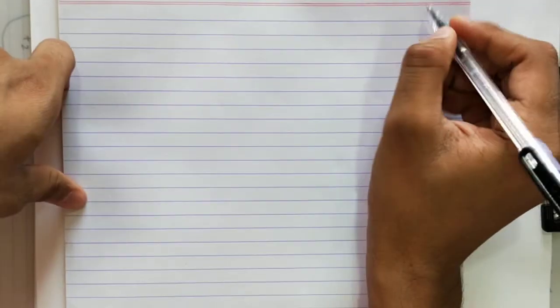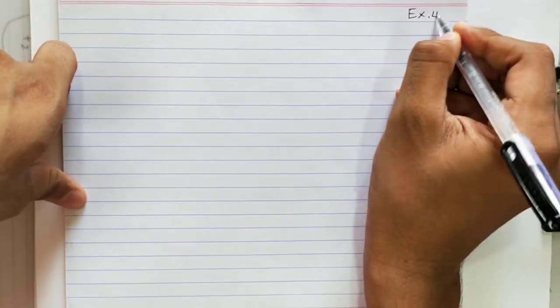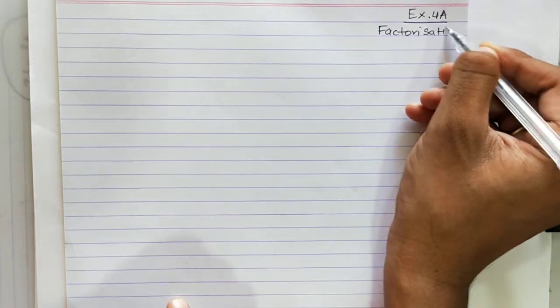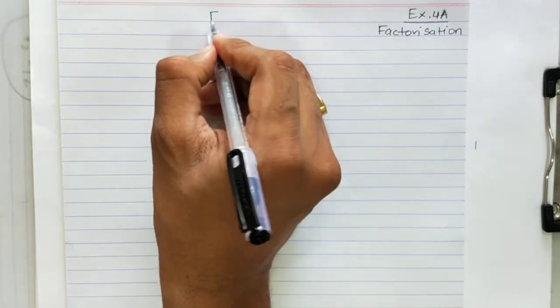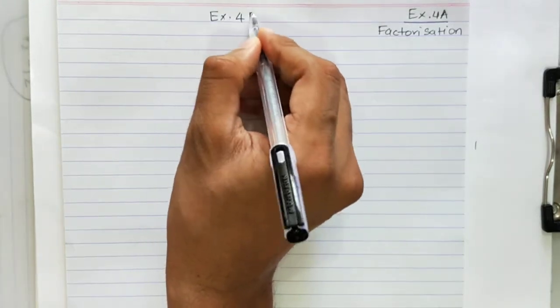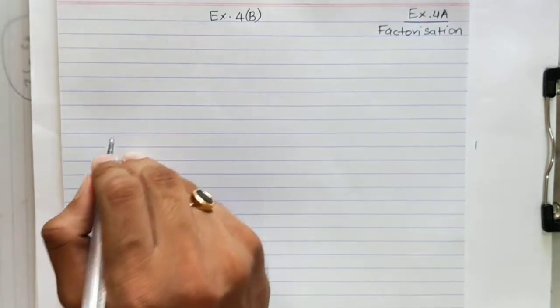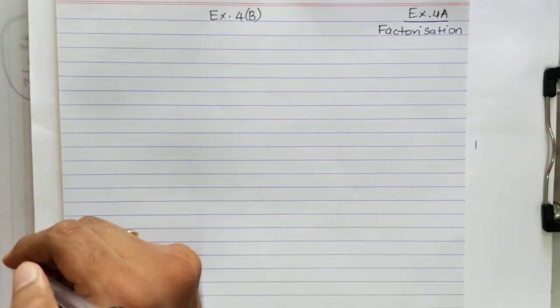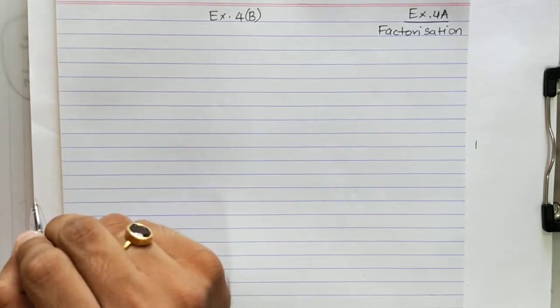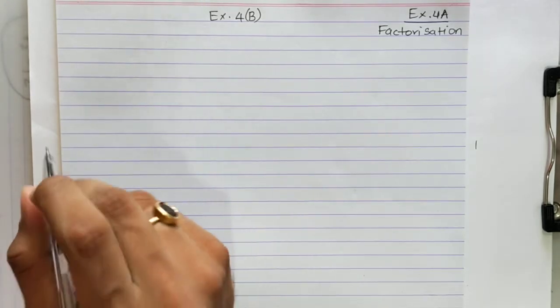In the last video we completed exercise 4a of the new chapter, factorization, which we started. Now today we'll continue with exercise 4b. We'll start exercise 4b. This exercise 4b uses the same formula which we did in expansions.